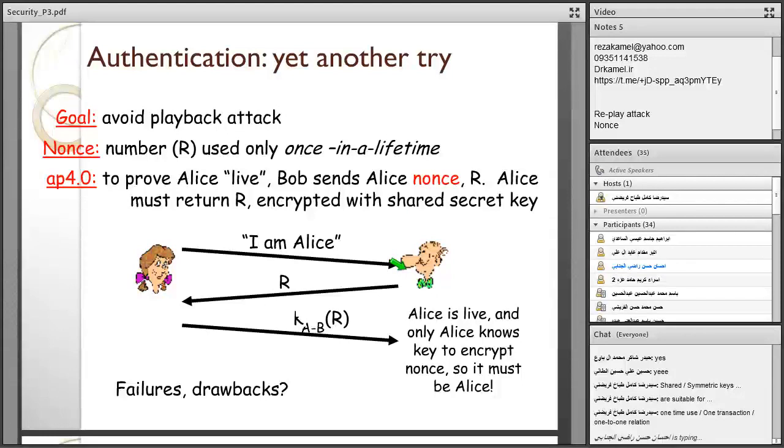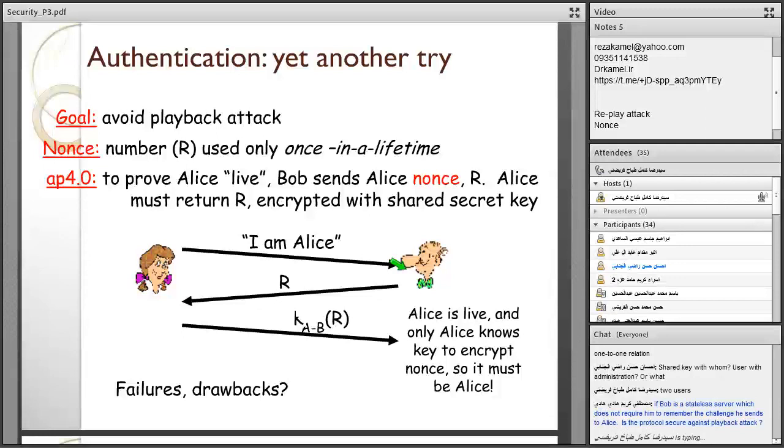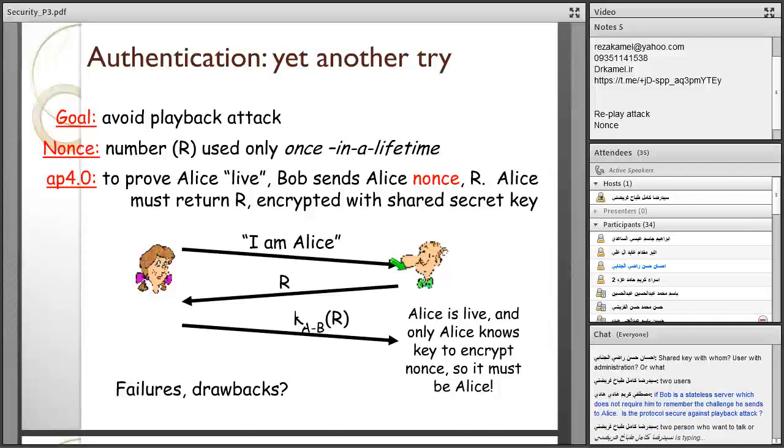No, it's only two users. Two persons who want to talk or have a transaction.